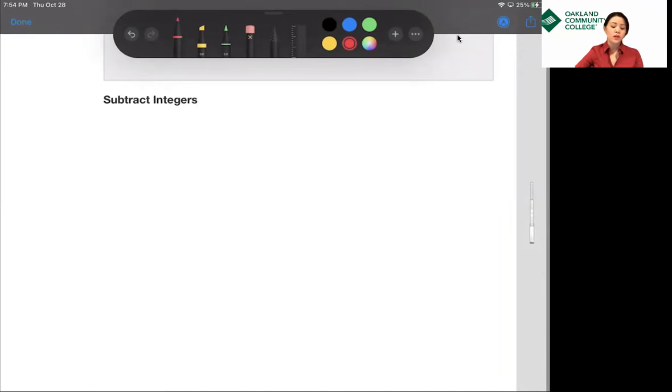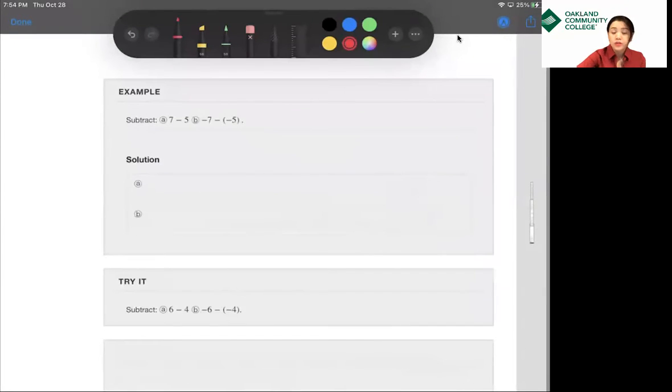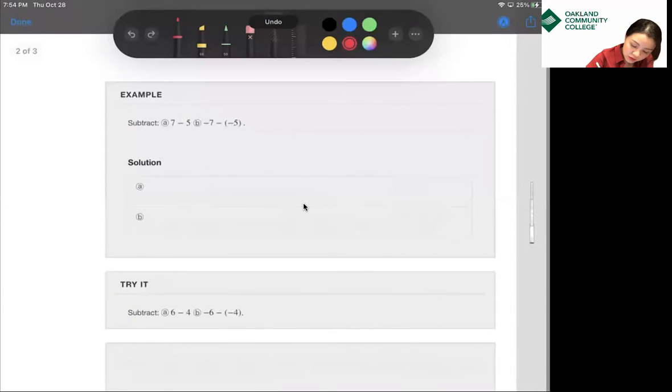Okay, so let's continue with the session on subtracting integers. I'm going to jump to the example. I want to subtract 7 minus 5, right? So you can think of it as you have 7 positive counters and 5 negative counters. Remove the neutral pairs. You have 2 positive counters left. So 7 minus 5 equals positive 2.